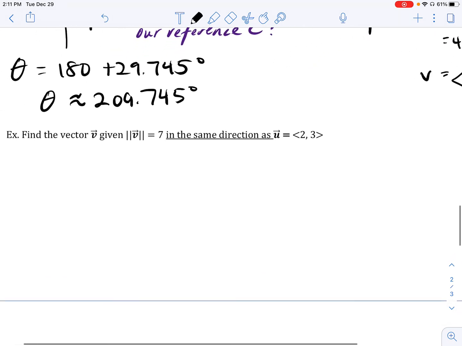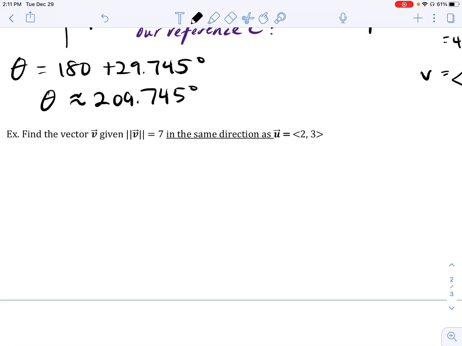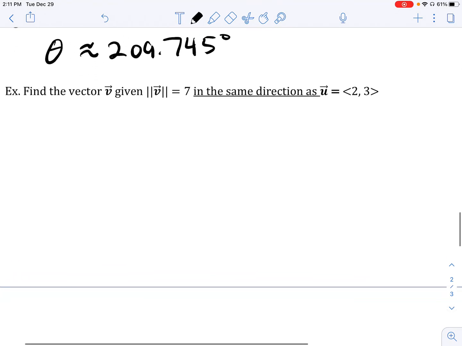This time, let's find a vector given the magnitude of 7. So pretty similar, they're giving us the magnitude, but this time they're not giving us a direction angle. They're saying we want it to be in the same direction as this other vector, 2, 3. Now, there are a couple of options here, and one option is for us to find the direction angle using arctangent, and we could certainly do that.